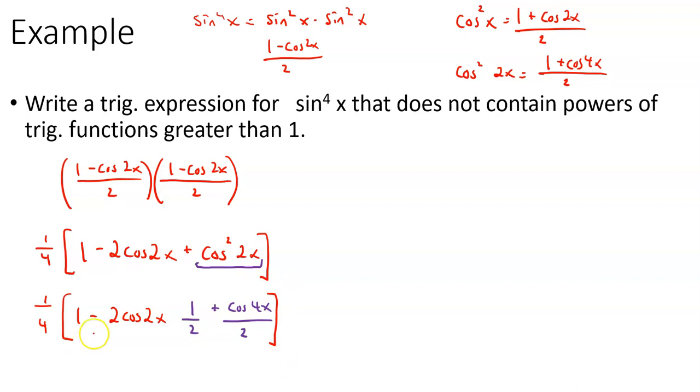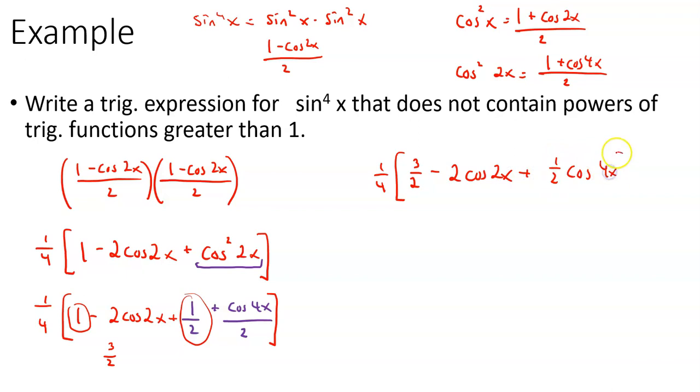All right, just like last time, the 1, there should be a plus here, 1 plus 1/2 is 3/2. So I get 1/4 times 3/2 minus 2 cosine 2x plus 1/2 cosine of 4x. So multiply through the 1/4, and I get 3/8 minus 2/4, which is 1/2. 1/4 times 1/2 is 1/8.